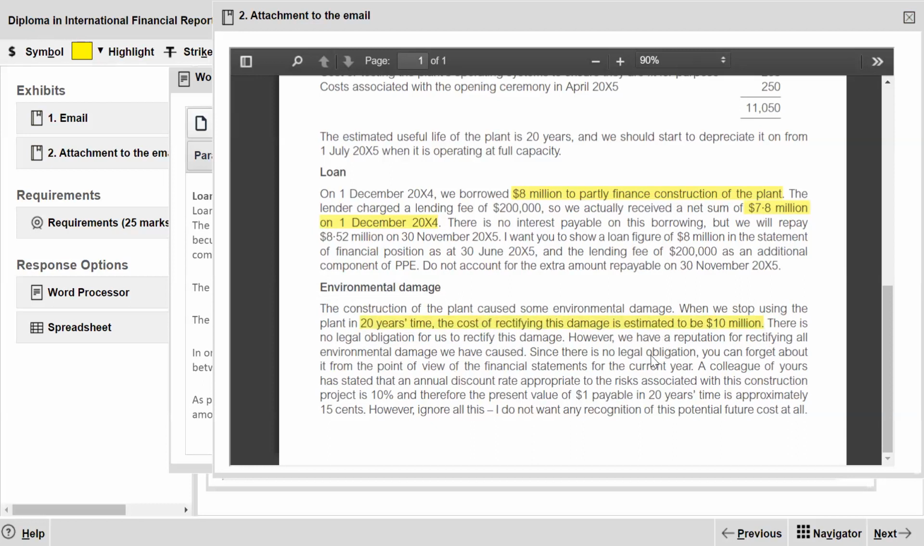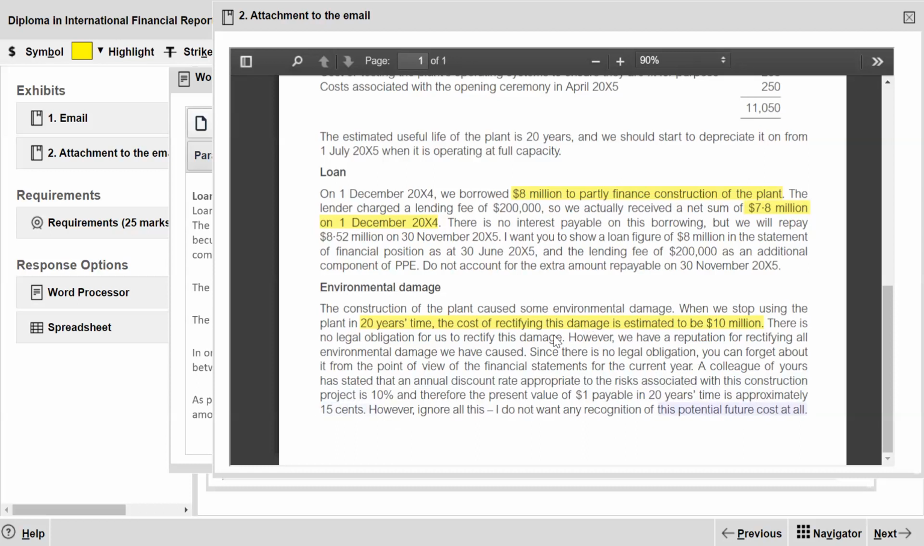Since there is no legal obligation, you can forget about it from the point of view of the financials for the current year. A colleague of yours has estimated that an annual discount rate is going to be 10%, and the value is going to be 15 cents in 20 years' time. However, ignore all this. I don't want any recognition of this potential future cost at all.